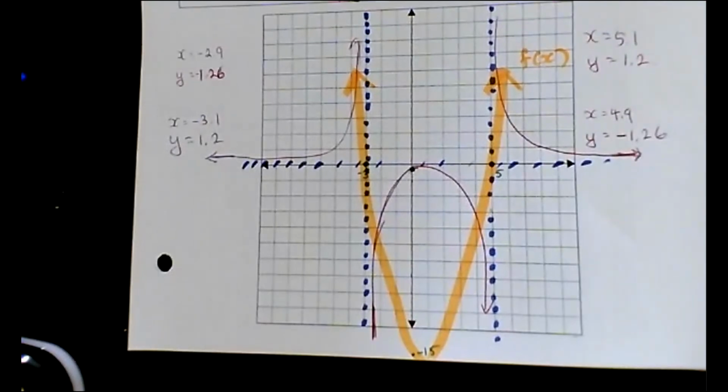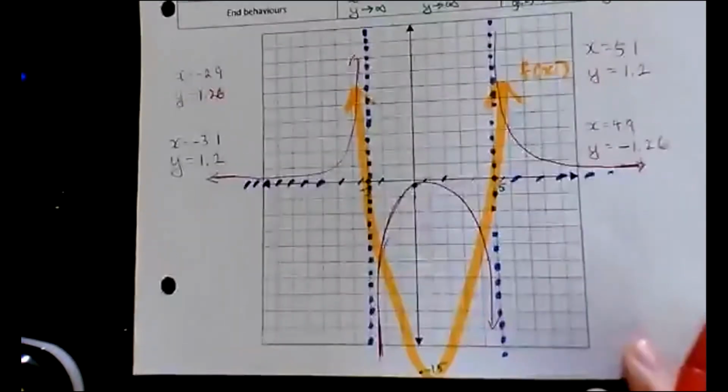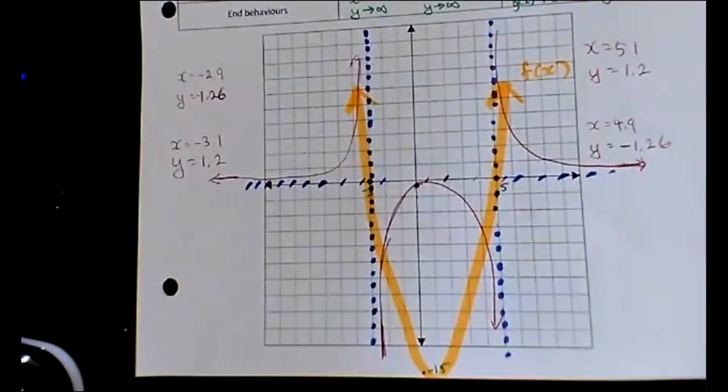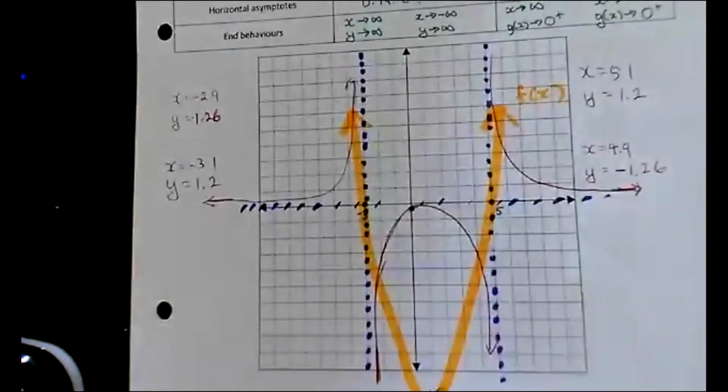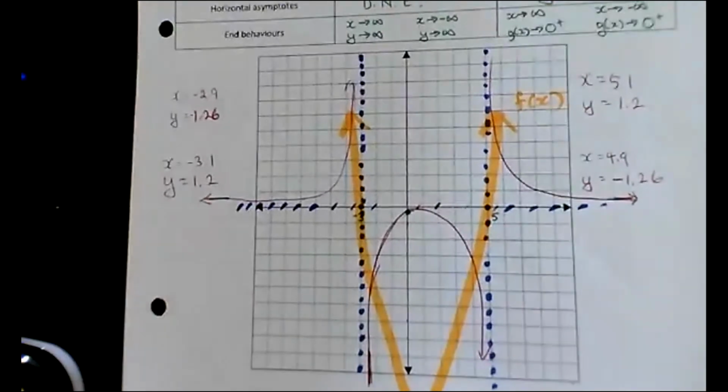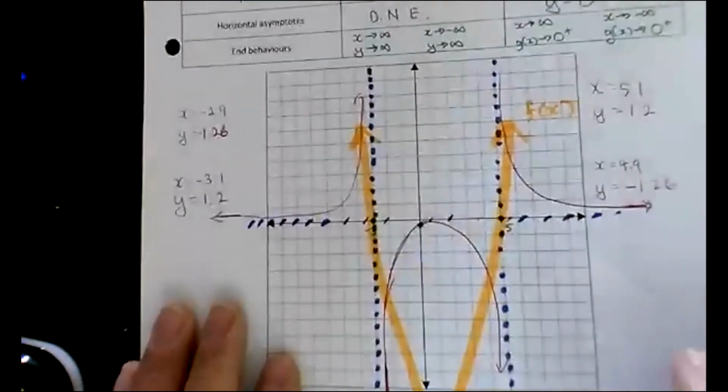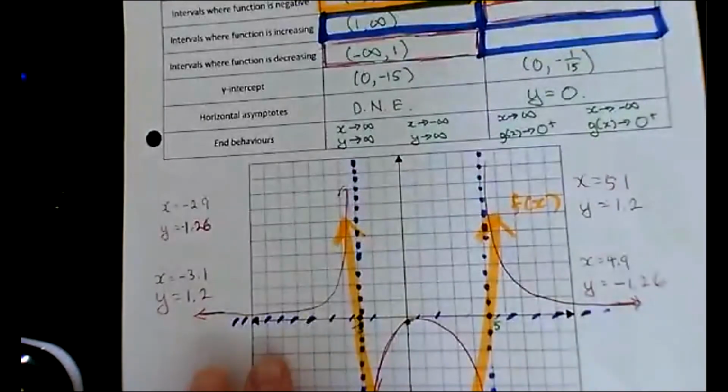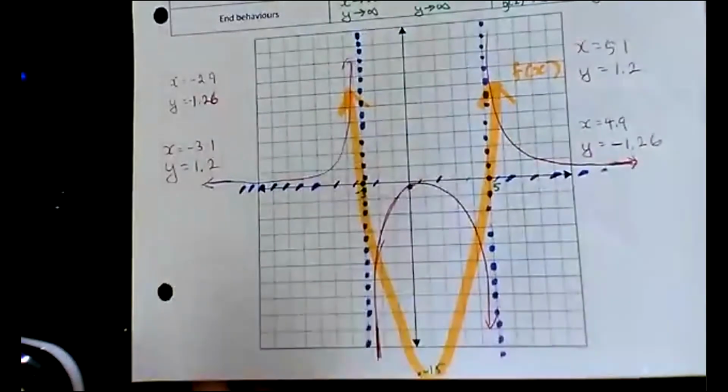So introducing graphs of reciprocal functions. What you are learning here is what happens when you have a bunch of restrictions, specifically in the denominator, right? And so take a look. I'm not done. Take a look at this red curve.